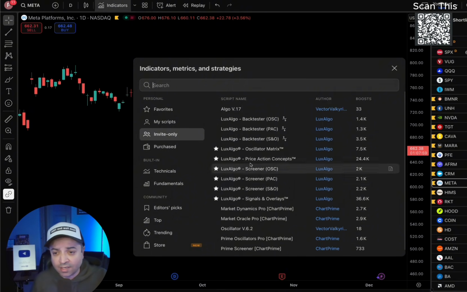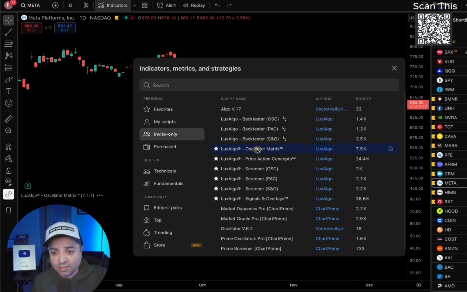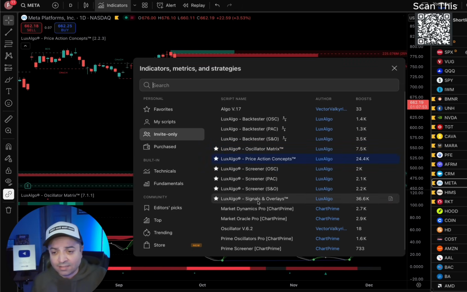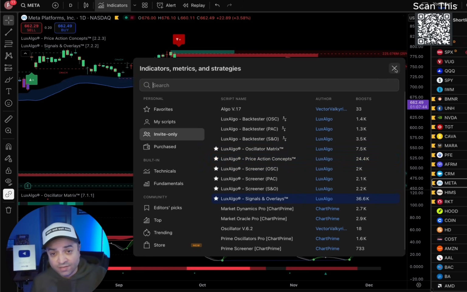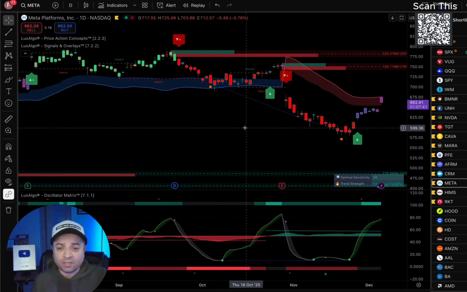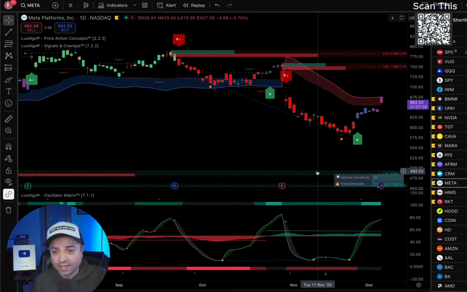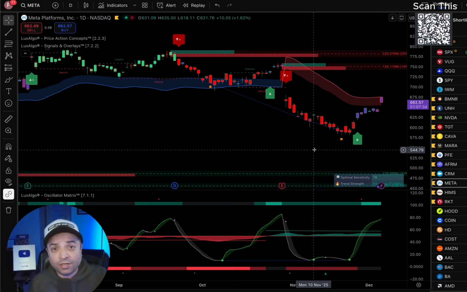Once you have Lux Algo and it's connected, you send them your TradingView username when you sign up. They'll add you to their list, and then the indicator is going to start showing up in your invite only right here. Okay, so I use the oscillator matrix. I'm going to add that. Price action concepts, I use that. And signals and overlays, I use all three of these. Now, this is what it looks like when you first install it. There's a lot of information and it can get a little overwhelming. So here are the settings that I use.